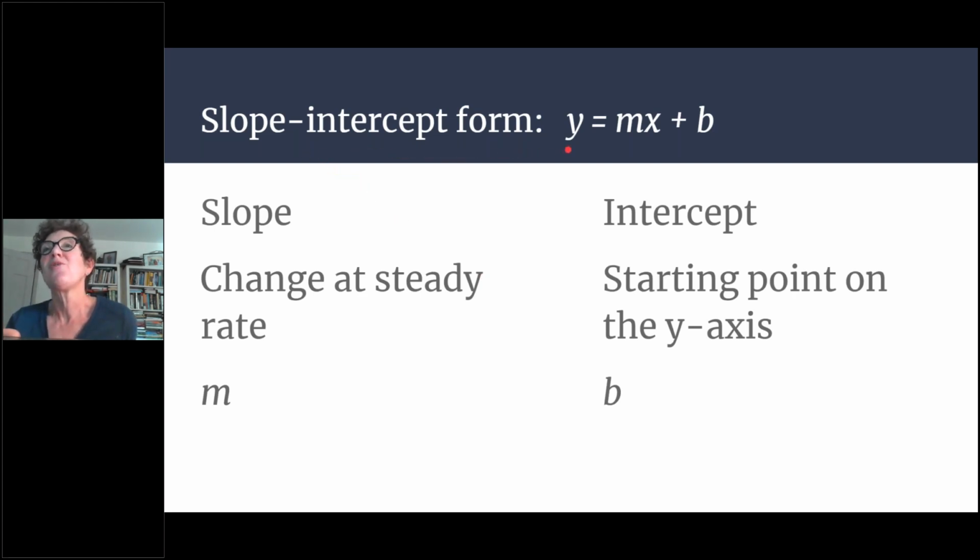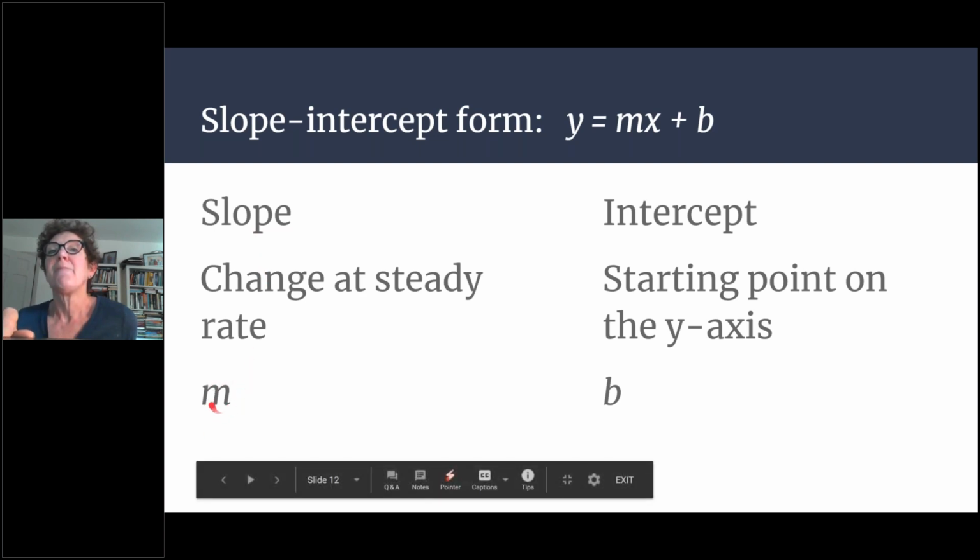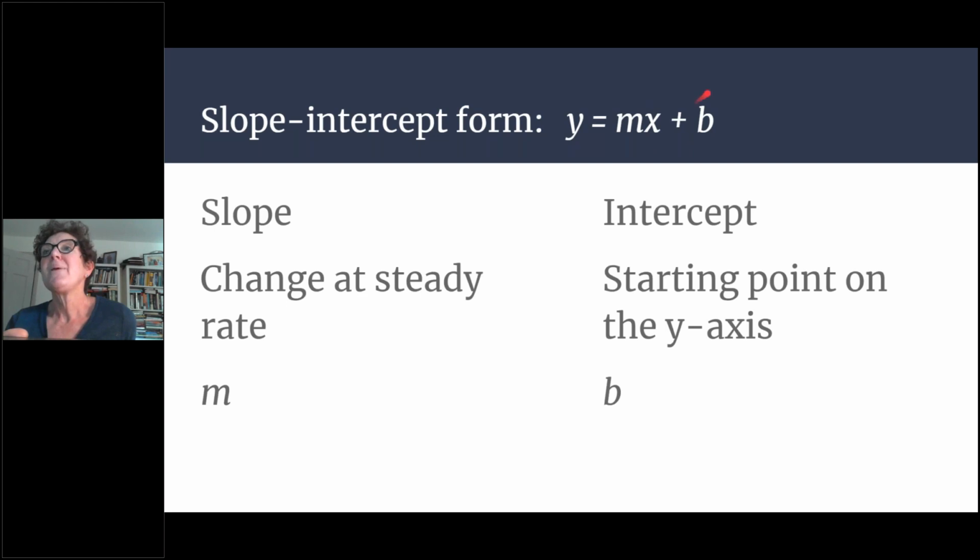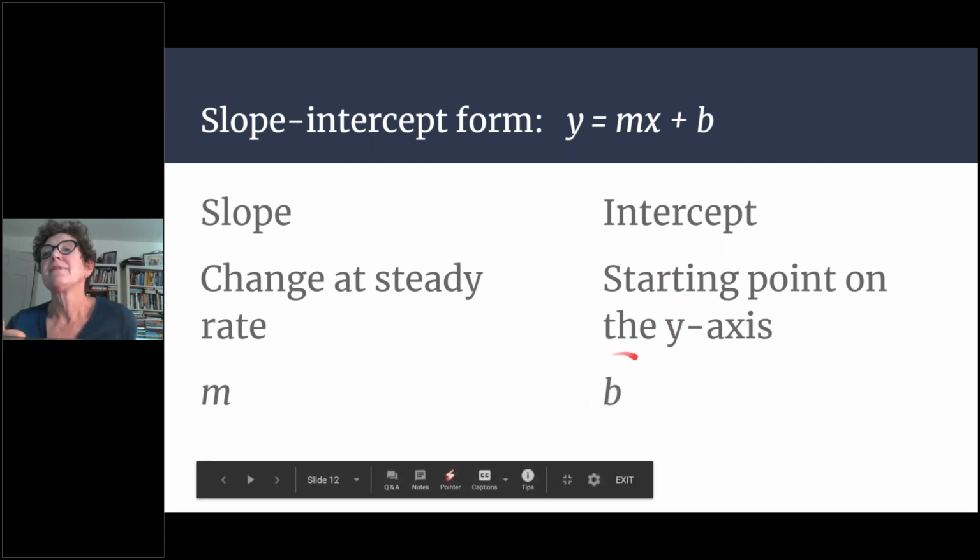So the slope-intercept form is y equals mx plus b. That's the formula for the slope-intercept form of writing a linear equation, where the slope is your change at a steady rate, and it is indicated by the variable m right here. That's the slope. The b in this equation is the intercept. It is the starting point on the y-axis, and that is the b.